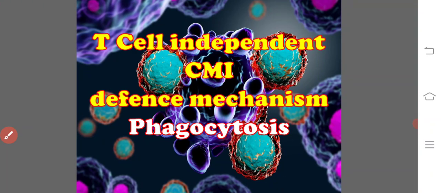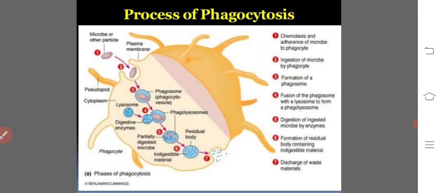Let us take one by one the T cell independent cell mediated immune defense mechanisms. Under this, we will explain the phagocytosis process. What happens in the phagocytosis? Here, as we know, there are different steps. Chemotaxis. What is the chemotaxis? Numerous microbial components will cause the chemotaxis of phagocytes towards the site of infection.